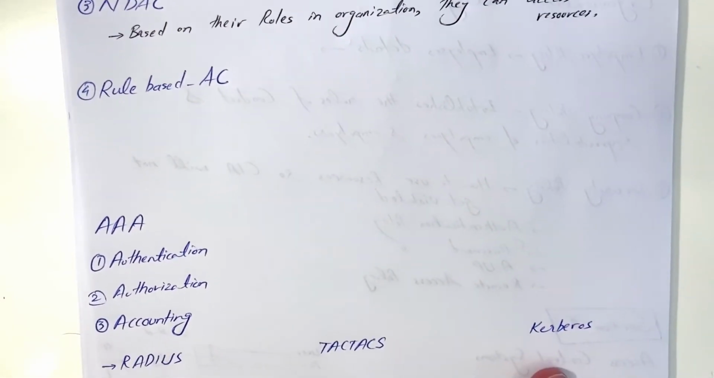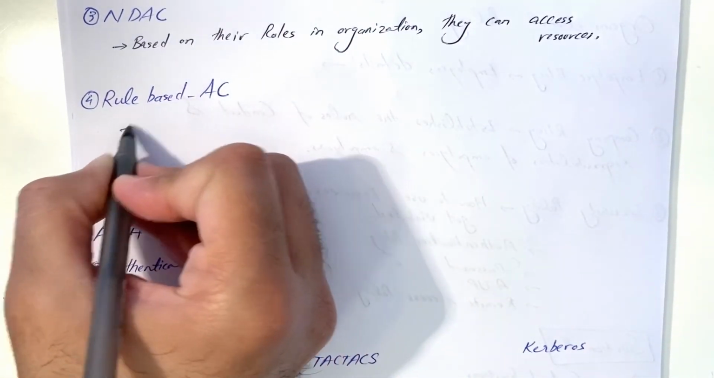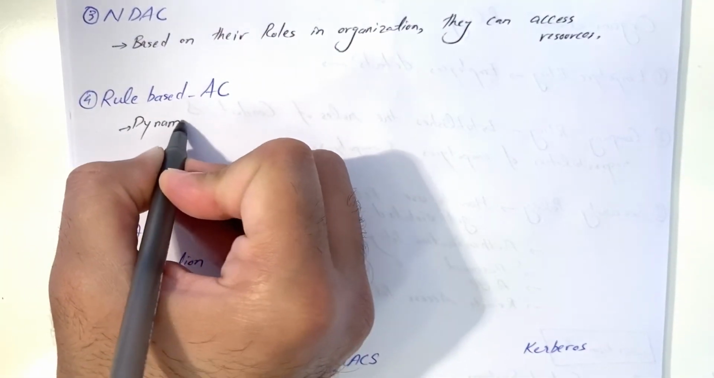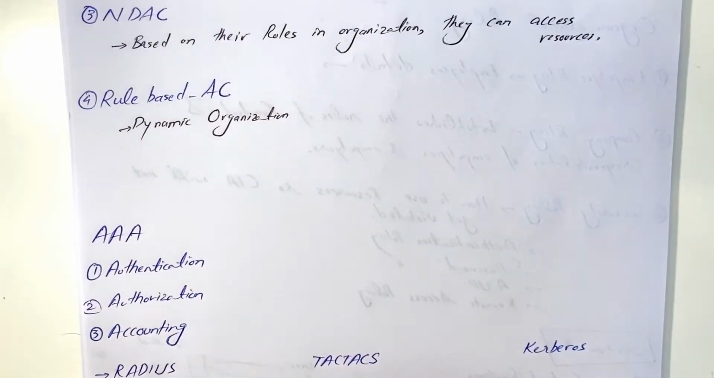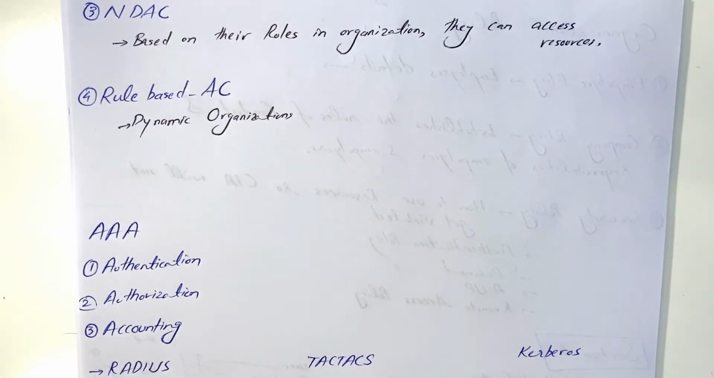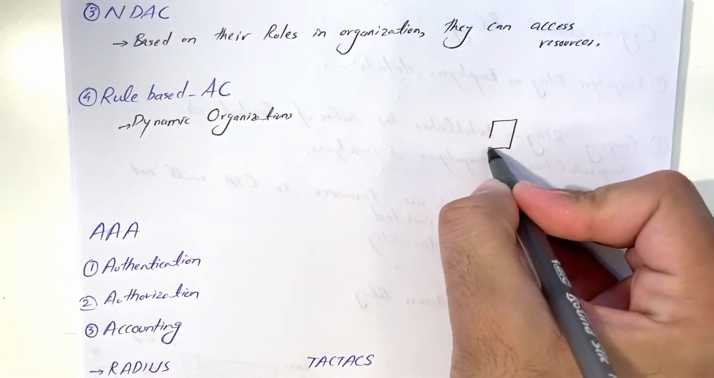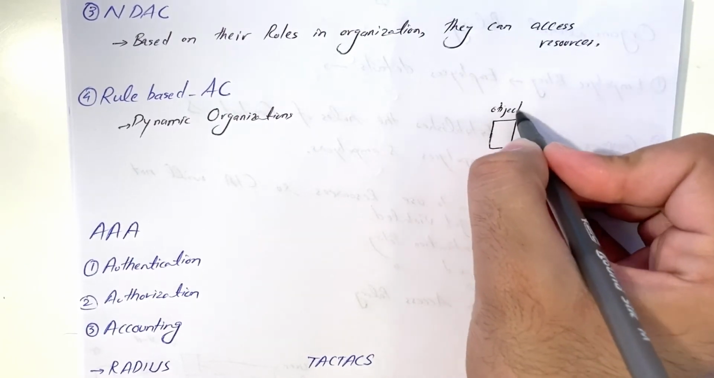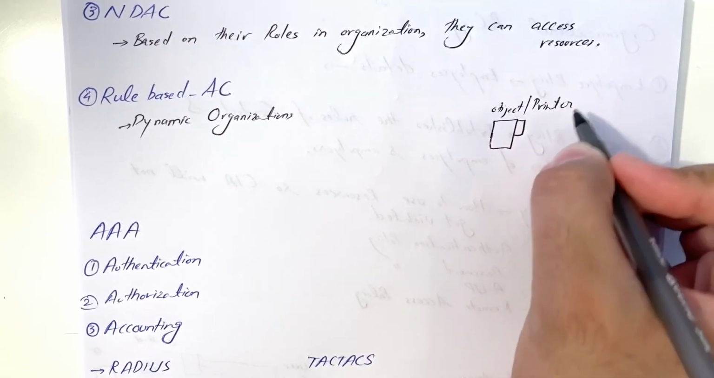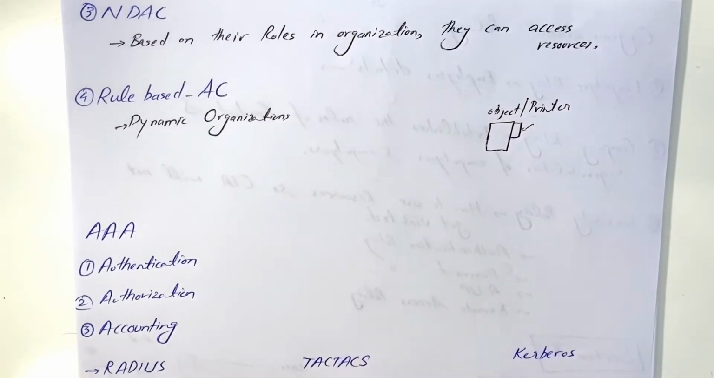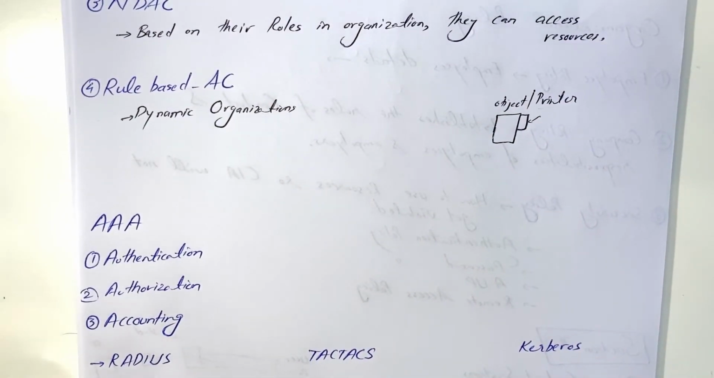Next is the rule-based access control model, usually used with dynamic organizations. And what exactly happens here? For example, in a small organization, dynamic means where things change very quickly. Rather than setting proper roles, in the rule-based access model we assign a set of permissions with the object. Object means the resource. Let's say it's a printer. The printer has a set of permissions like who can access it and how much that particular person can access.